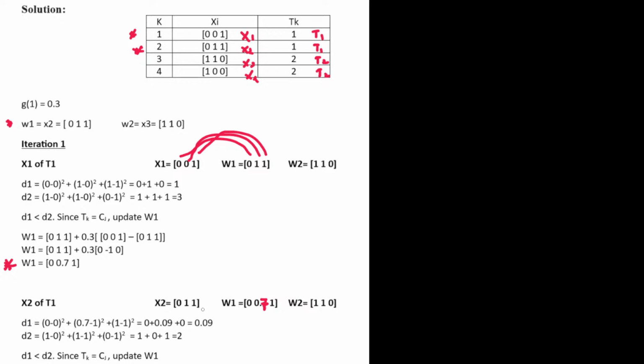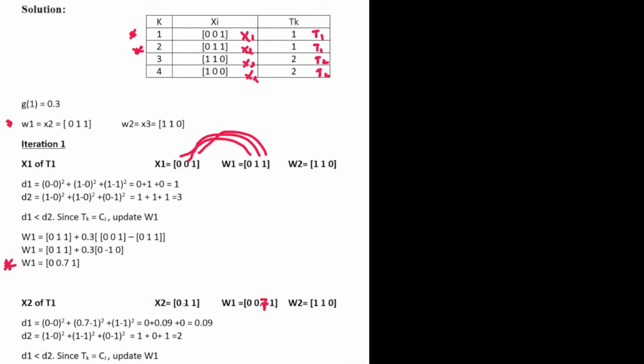Now again, we calculate the distance. 0 minus 0 square, 0.7 minus 1 square, 1 minus 1 square. And we calculate the value that gives us 0.09. And the distance 2, that is 1 minus 0, 1 minus 1, 0 minus 1 square, all of them. And then 1 plus 0 plus 1. If you calculate, you get 2. Now you have to compare which distance is smaller. As you can see, 0.09 is definitely smaller than 2. So we know that D1 is smaller than D2. Therefore, we have to update the W1 again.